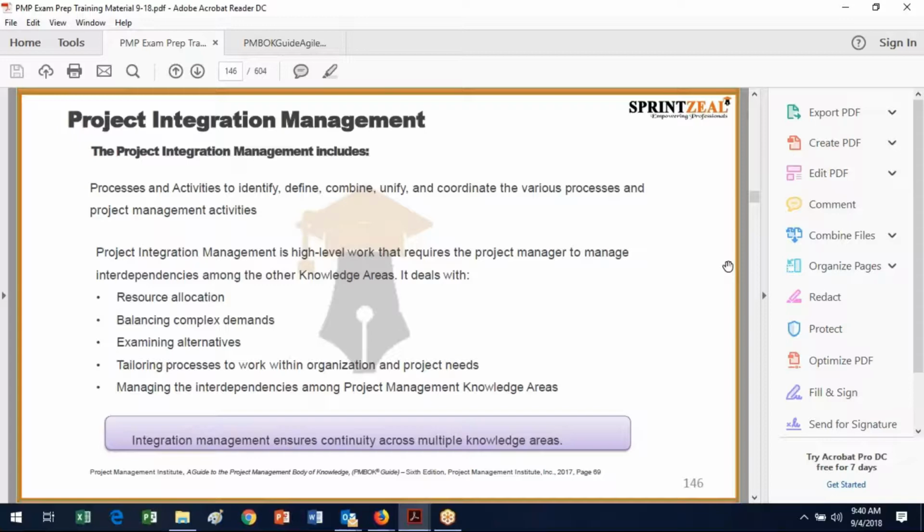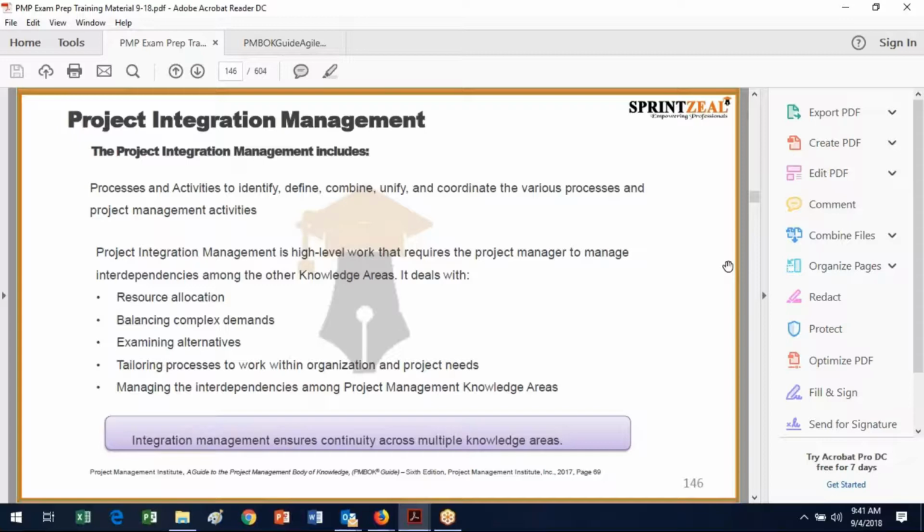Project integration management includes the allocation of resources, balancing complex demands, especially dependent on your organizational structure, and looking at alternatives, because the way to really understand something is to be able to understand what alternatives there are. Often if you can just see one way through, that is probably not the only way through. So you really understand something well if you can come up with some good alternatives. Again, tailoring processes to work within organization and project needs, and managing the interdependencies among the knowledge areas.